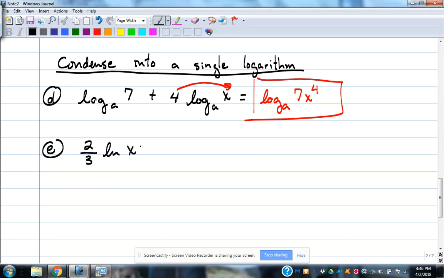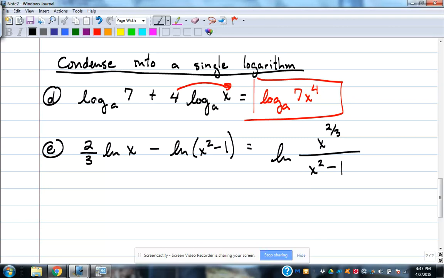2/3 natural log of x minus natural log of x squared minus 1. We have a subtraction problem, so we know it's turning back into what? A division problem. So we're going to have natural log of some stuff divided. What's the numerator? X to the 2/3 power? 2/3, yeah. Sorry, my handwriting's not great. And then on the denominator, we're going to have that whole thing there, x squared minus 1, right?